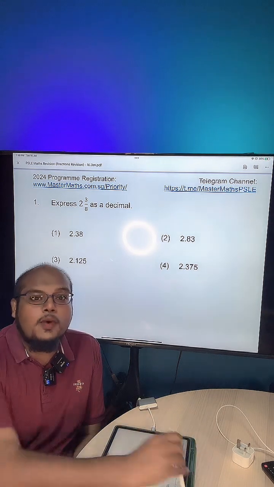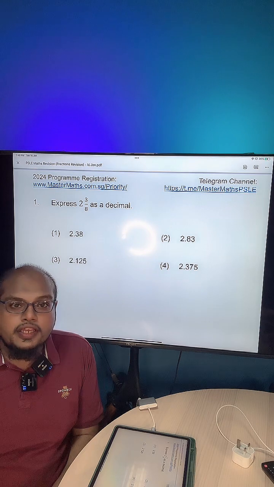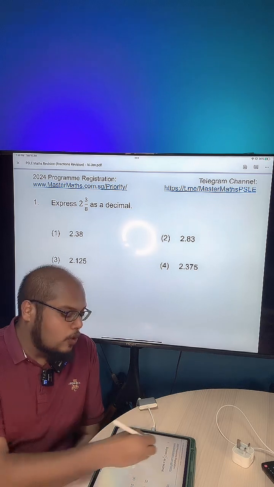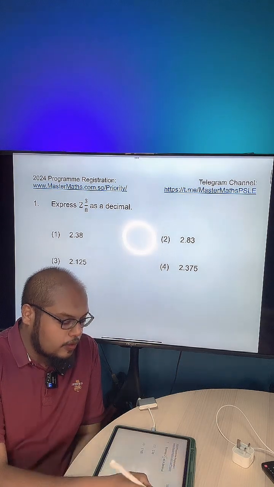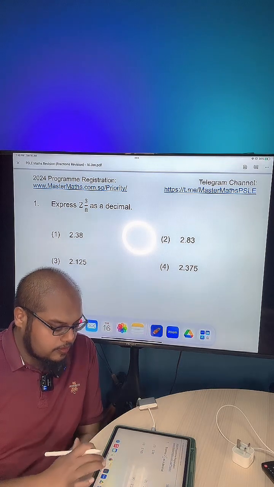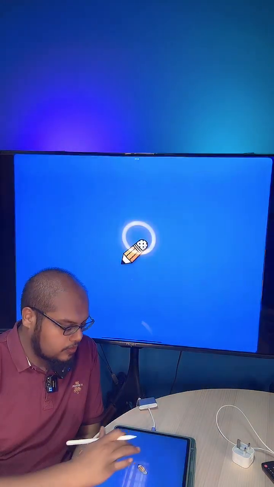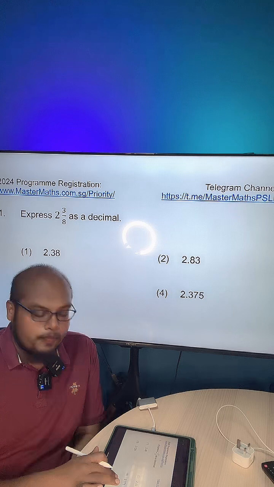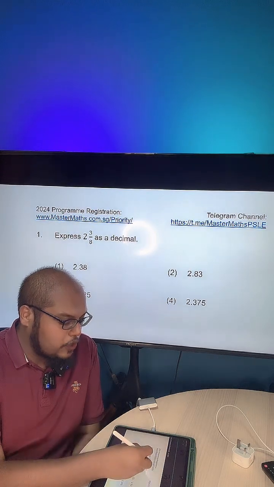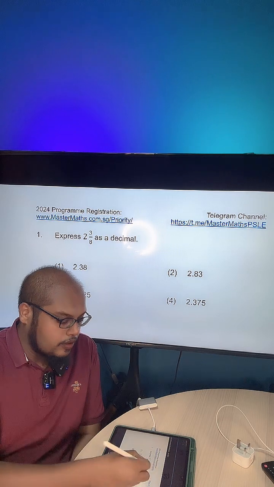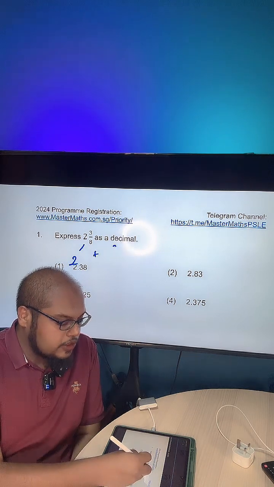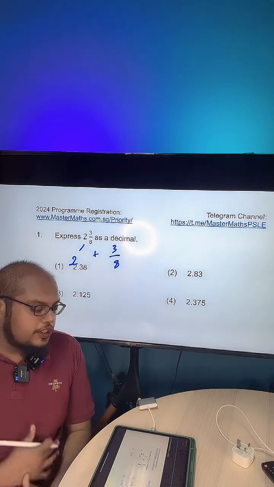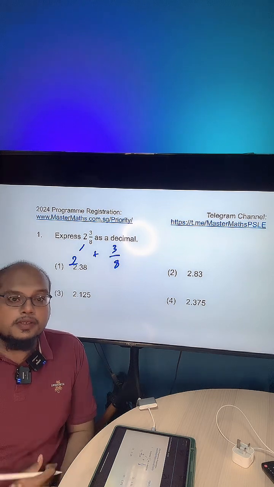Let's go through question one. Express 2 and 3 over 8 as a decimal. So we know that this 2 and 3 over 8 is actually 2 and 3 over 8. What do we do with this 3 over 8? How do we change this to a decimal?